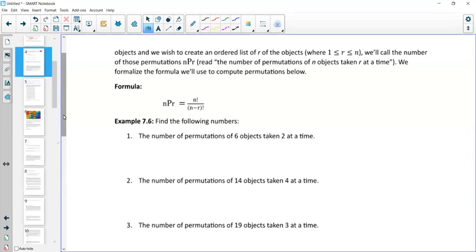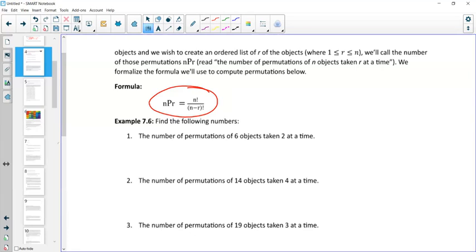We can formalize this formula. We'll use this to compute permutations. This is the formula I need. So the number of ways I can take R from n objects, the number of permutations, is n factorial divided by n minus R factorial. So let's do some examples here.